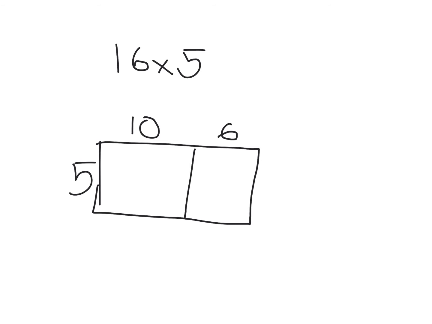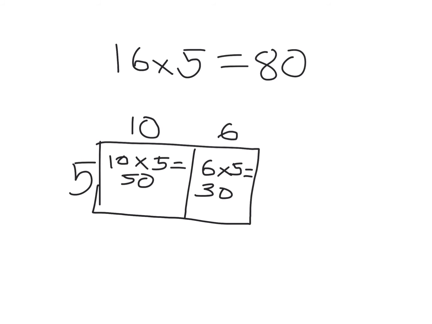And so all I'm doing is multiplying in two different arrays, and I'm going to add them up at the end. So this first array is going to be 10 times 5, which is 50. And my second array is going to be 6 times 5, which is 30. And then the last thing I do is I add up 50 plus 30, and I get 80 as an answer.